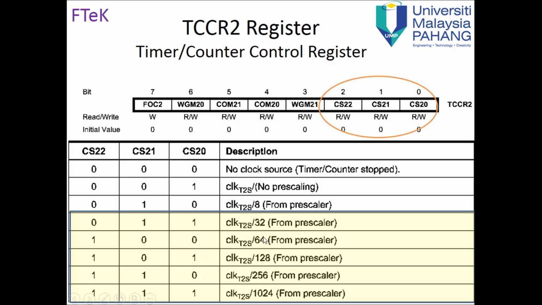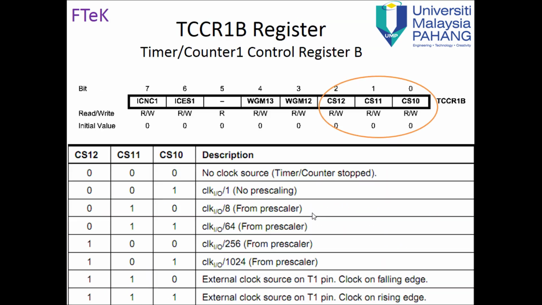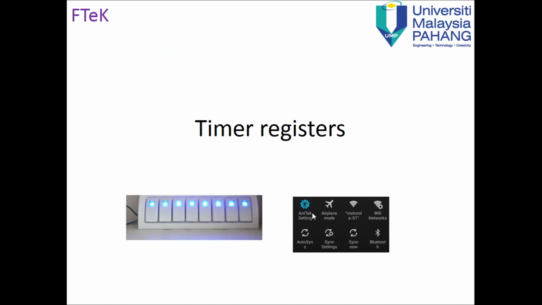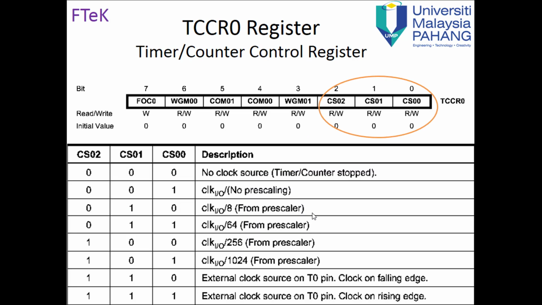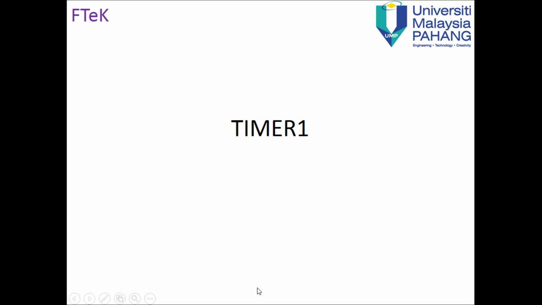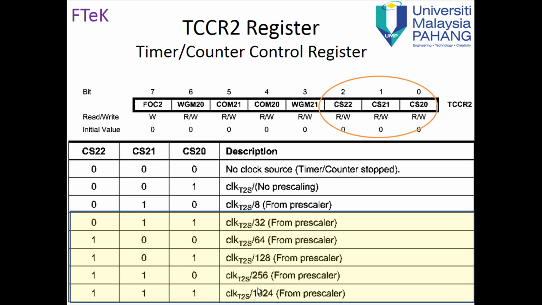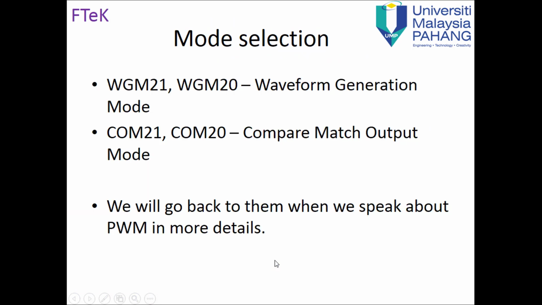So we have 8, 32, 64, 128, 256 and 1024, and it's not supporting an external clock. If we go back to timer 0, as you see, we have only 8, 64, 256, 1024 and external clocks. Here we have two extra division factors, which are 32 and 128. Again, WGM and COM are for waveform generation mode and compare match output modes.